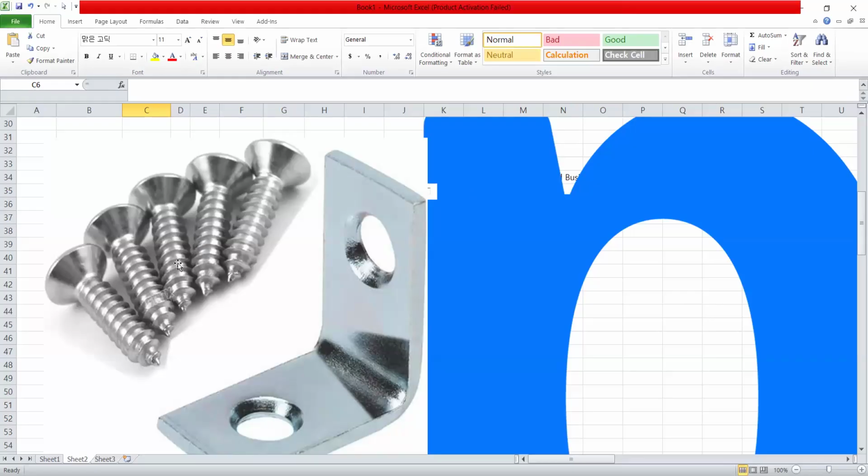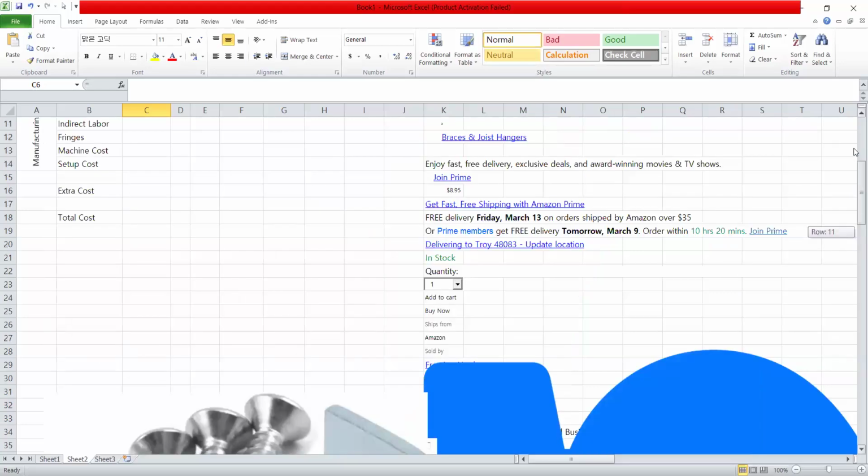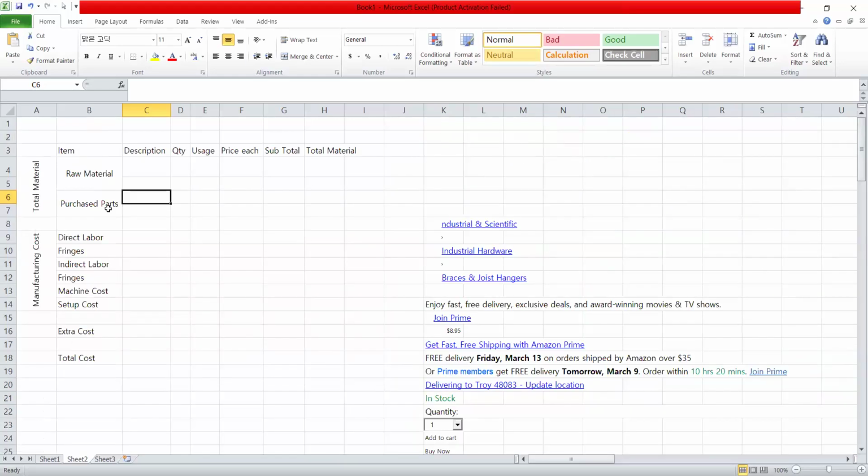So if I have to do this, I will count these 5 screws, and this is the simple thing. I will go to purchase parts and put a screw into the purchase part category, with quantity 5, and price each 0.05. So the subtotal will be 0.05 multiplied by the quantity 5. So this 25 cents is my cost for those screws.